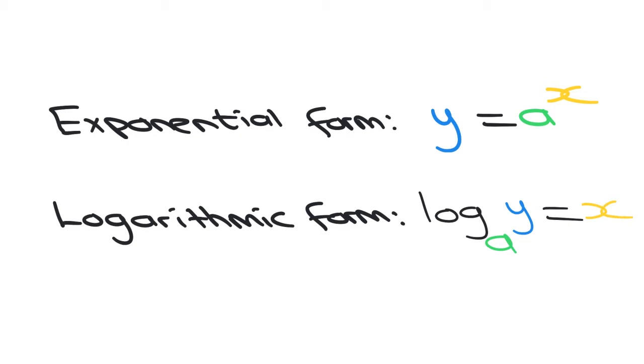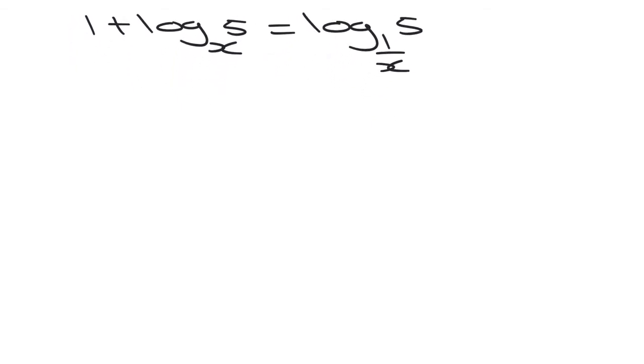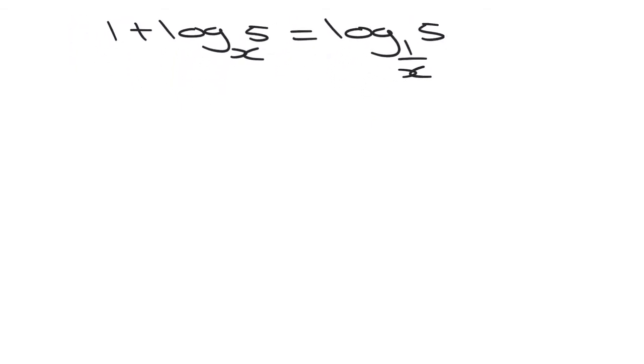And log form is actually quite helpful to solve for a variable which is an exponent, which is not so obvious to solve. So now that we have an understanding of these two forms, we can move on to solving log equations. The first equation we have here is 1 plus log 5 to base x is equal to log 5 to base 1 over x.